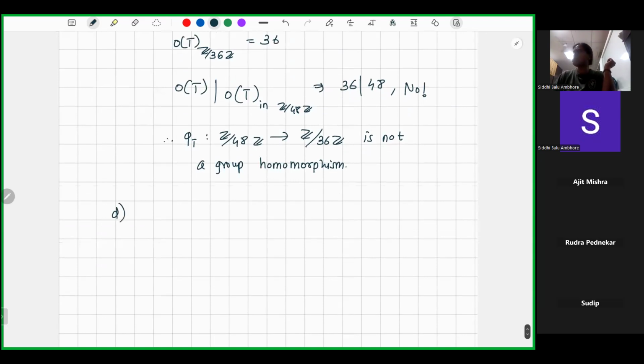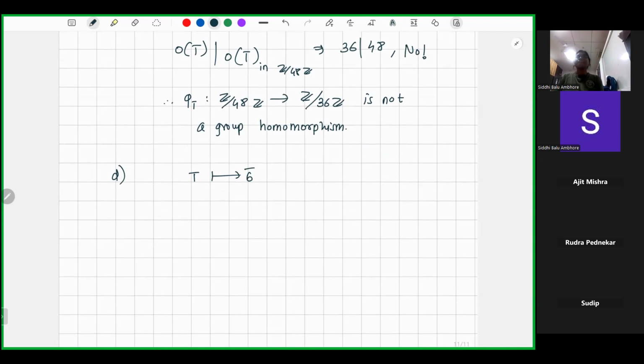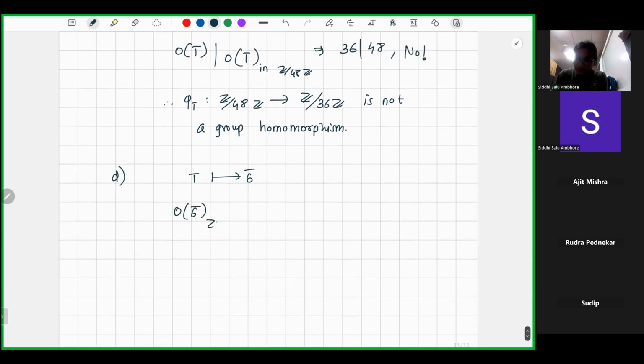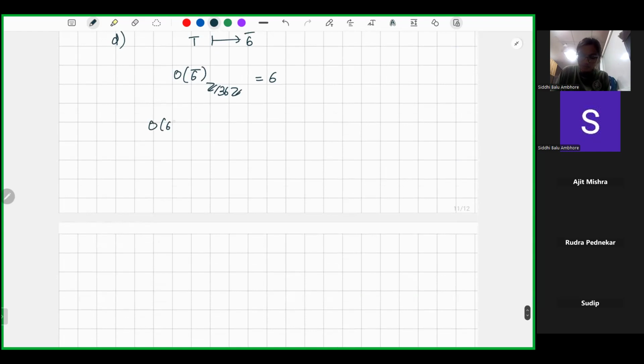Okay, now D part. Now we are sending 1 bar to 6 bar. And any cases for this? The order of 6 bar in Z mod 36Z is 6. So the order of 6 bar divides the order of 1 bar, that is 6 divides 48. This is true, right? Therefore, phi of 6 bar from Z mod 48Z to Z mod 36Z is a group homomorphism.